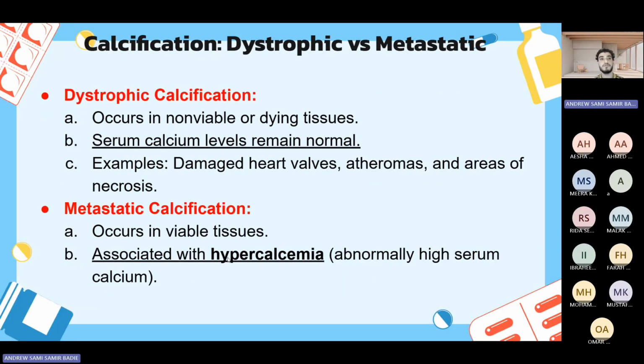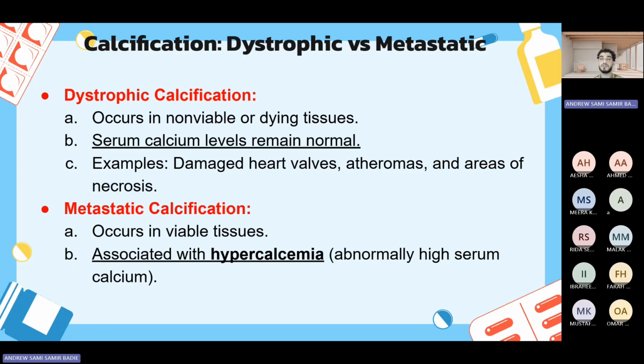So lastly, we have calcification. We have two types of calcification: dystrophic and metastatic. Again, very, very important. Dystrophic, if you think about the meaning of the word, means the structure is broken down, or it's not the usual structure. So the cause is non-viable or dying tissues. If you have any type of cellular injury or necrosis, we can have dystrophic calcification.